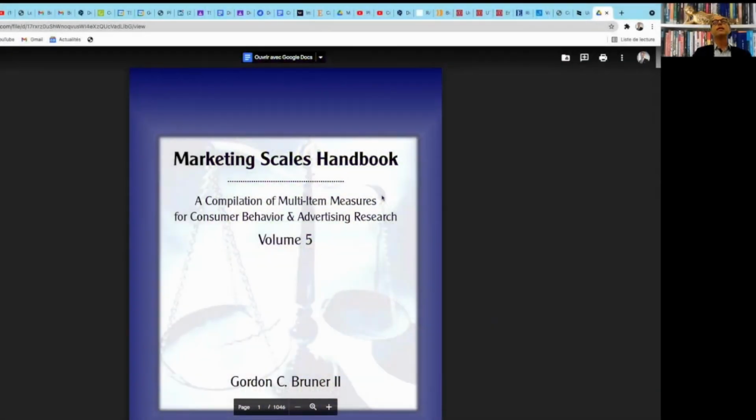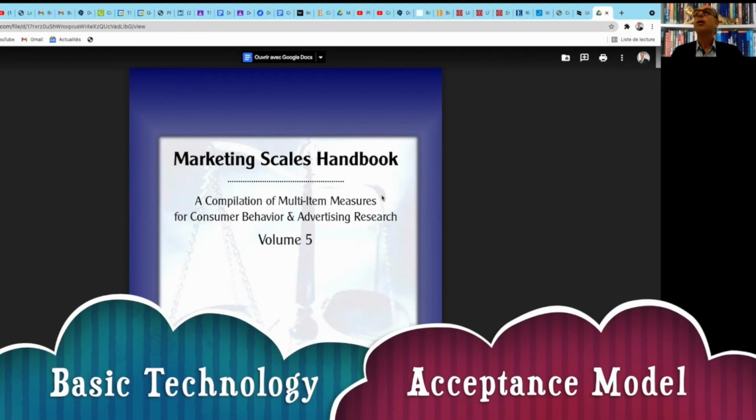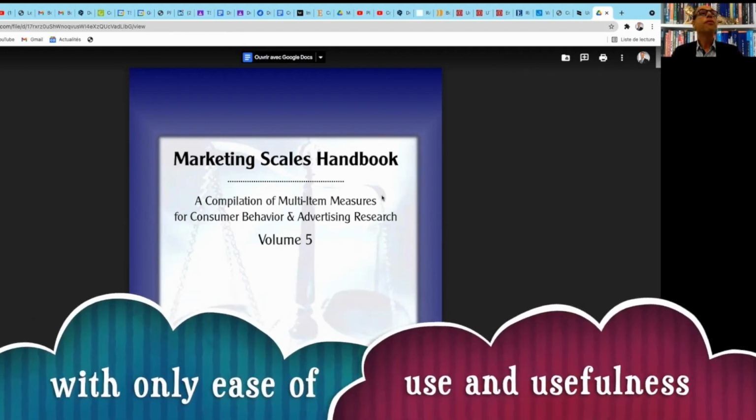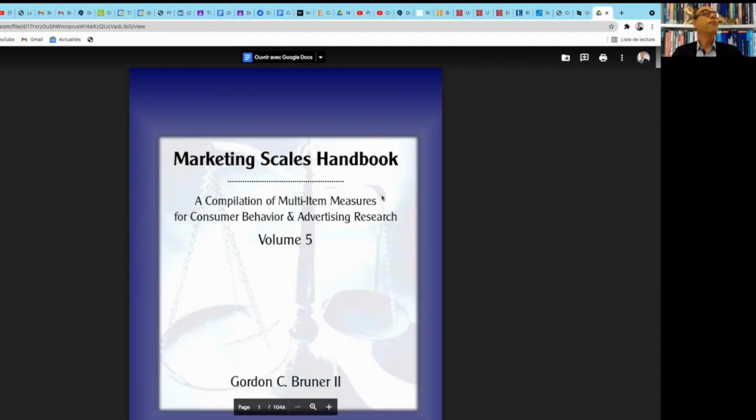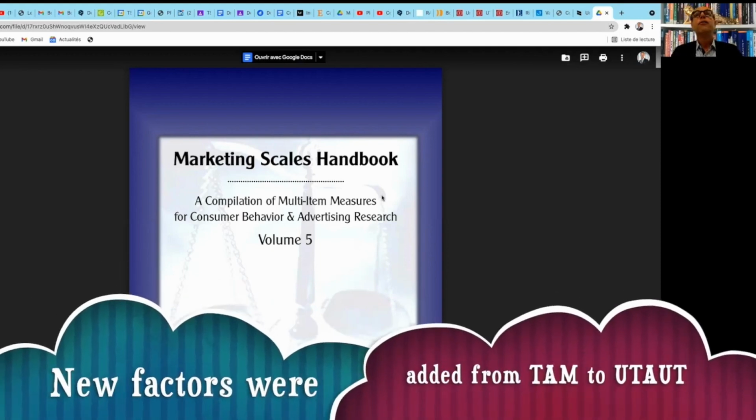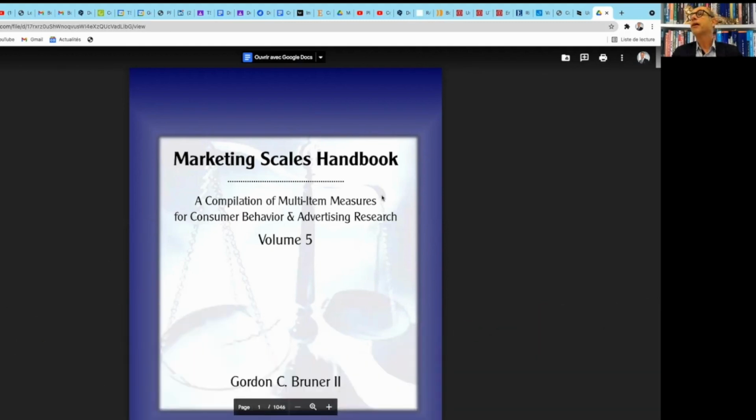Because as you can understand, in marketing research, new concepts emerge. The basic TAM model was based only on ease of use and perceived usefulness. But we have seen that the model evolved and a lot of other factors were introduced due to changes of environment, due to changes of consumers, due to changes of technologies. So in other words, from TAM to UTAUT, other factors were introduced. So for example, hedonistic benefits, but also facilitating conditions, social factors that influence technology acceptance.